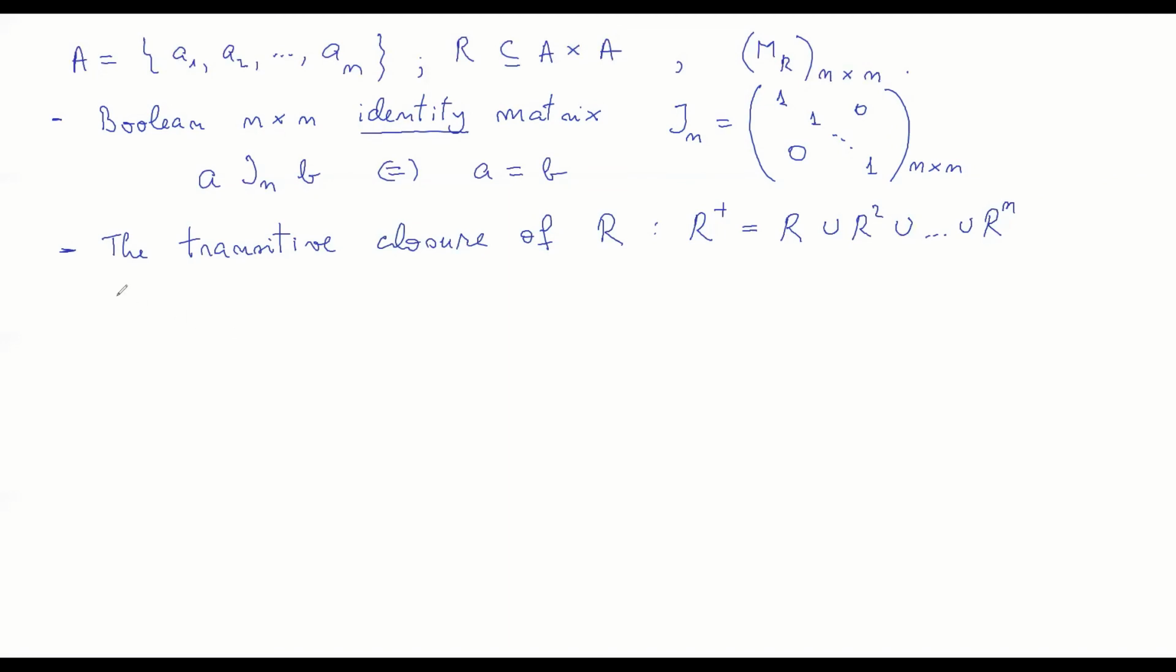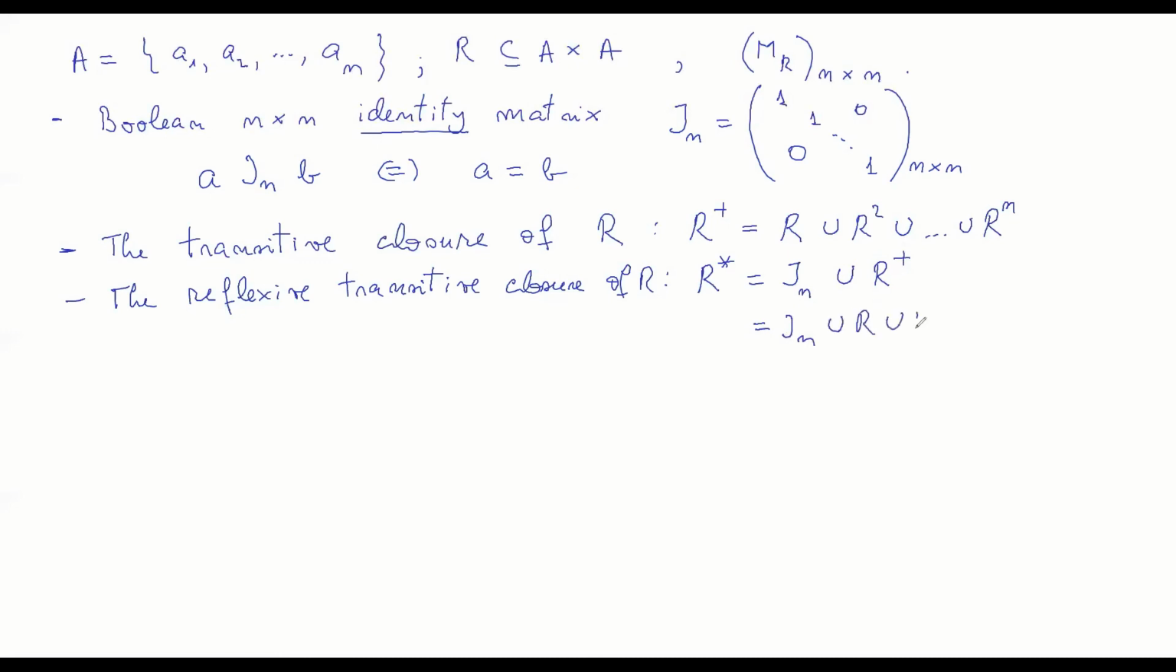And I'm also defining the reflexive transitive closure of R. And this is going to be denoted by R star. And it's almost exactly the same, except that I'm also adding the identity matrix IN to relation R plus. So if you like, this is IN union R, union R squared, all the way to Rn.